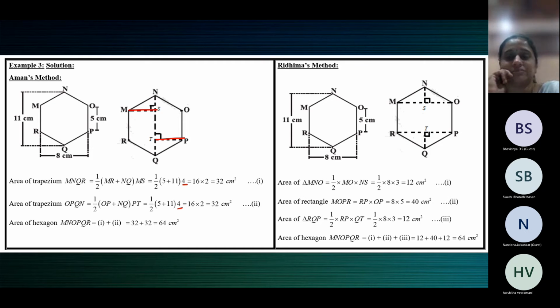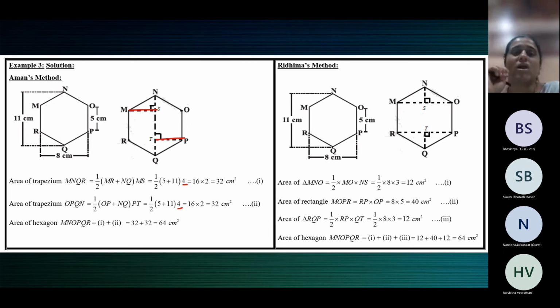MNO, Bhavishya? It is a trapezium. No, darling. MNO, there are only 3 vertices. No, how can it be a trapezium? A trapezium has 4 vertices. If there are 3 letters, that means there are only... It's a triangle, yeah. MNO, that's all. Only 3 vertices are there. MNO. So it's a triangle.